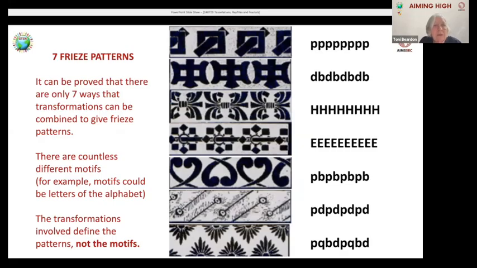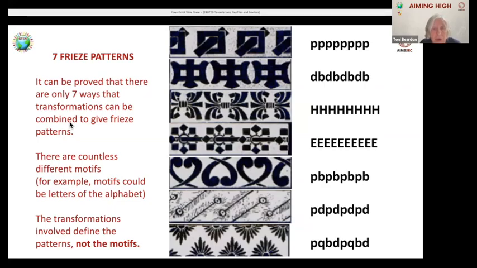And there are 7 frieze patterns possible, no more, only 7 in the whole world. For thousands of years, people have been making these decorative frieze patterns, and they've only ever been able to find 7 frieze patterns. It can be proved mathematically that there are only 7.